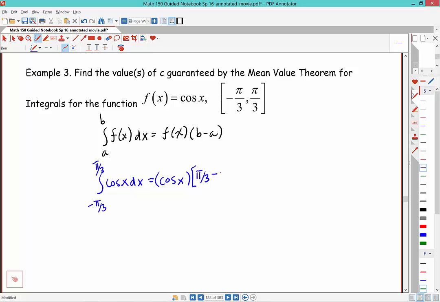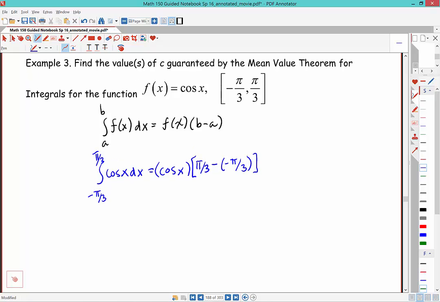So continuing, right, what is the antiderivative of cosine at x? Beautiful. It's sine at x, and we're going to evaluate sine at x from x is negative pi over 3 to x is pi over 3. And we're going to set that equal to cosine at x times what? 2 pi over 3. Good so far?